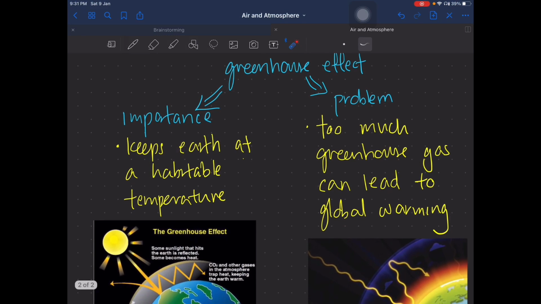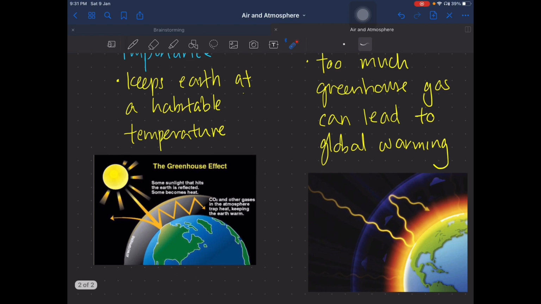So for the greenhouse effect, there's actually two ways to look at it. Firstly, is about the importance, or why it's so good about the greenhouse effect. Now, we must realize and acknowledge that without the greenhouse effect, the Earth will be too cold for any form of life to survive in. So the greenhouse effect actually allows us to have a habitable temperature that is suitable for living things.